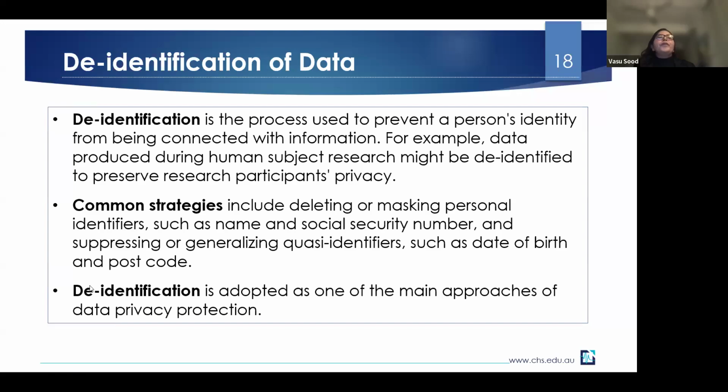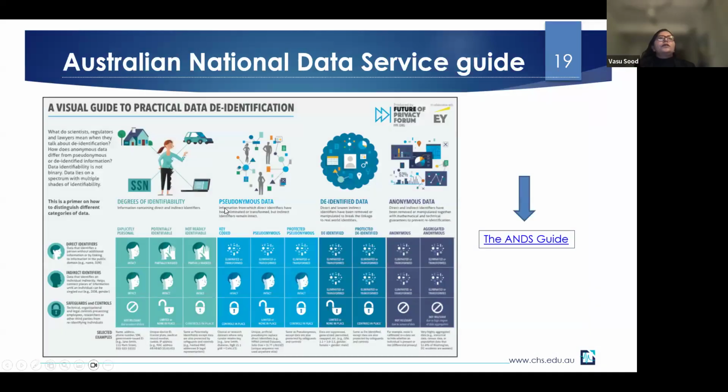Moving further, talking about the Australian National Data Service Guide. The guide provides guidance on the distinction between pseudonymous, de-identified, and anonymous data, which are crucial for understanding data privacy and protection.